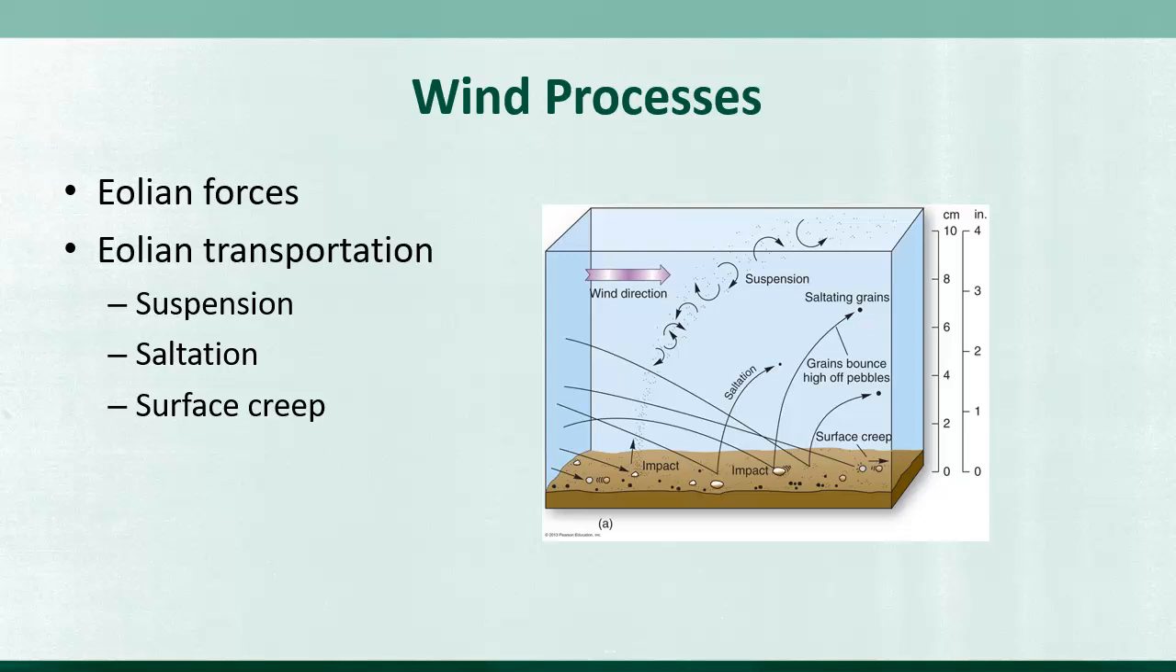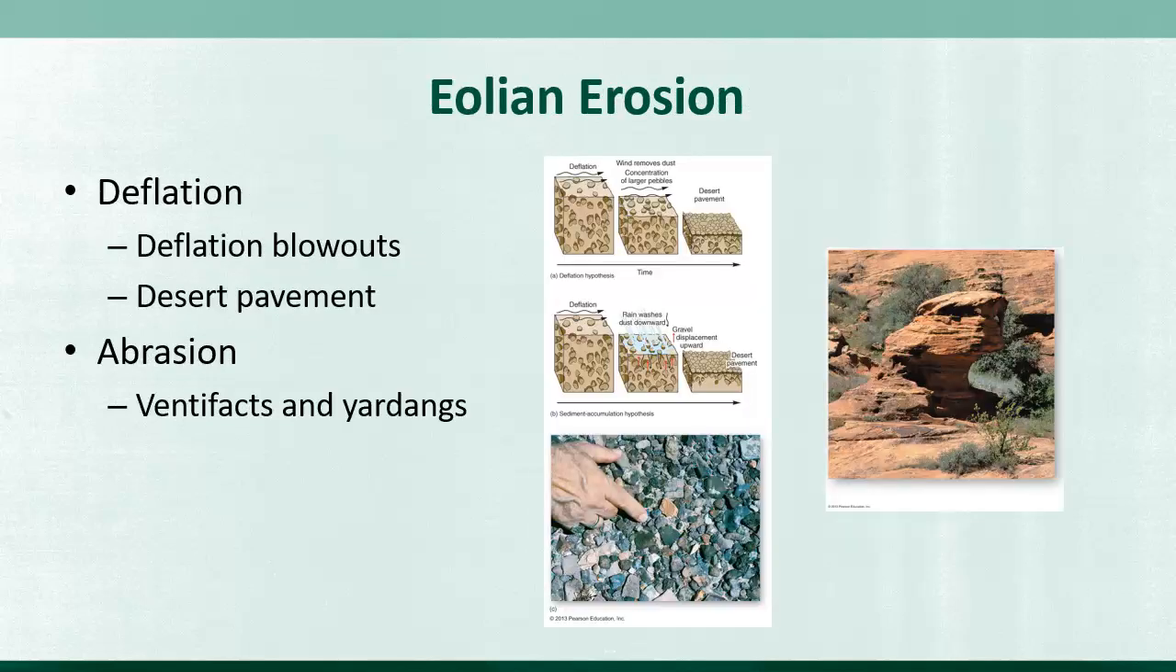in the channel. These processes, these wind processes, are known as aeolian forces, and they play an impact on the landform, though the landforms associated with them tend to be relatively subtle compared to some of the landforms that we've already looked at.